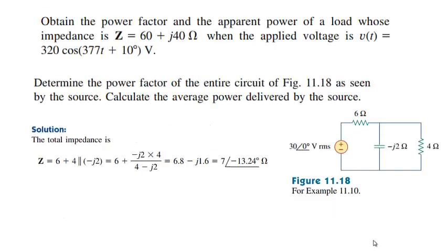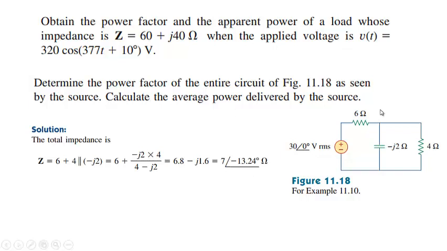So this was regarding this. Please try to do this numerical at your home. Obtain the power factor and the apparent power of the load whose Z is given when the applied voltage is this. So you need to find out the power factor: calculate I equal to V by Z, and from calculating I, you can find out the value of the apparent power and power factor.